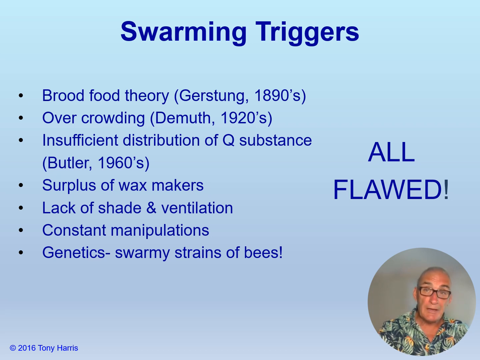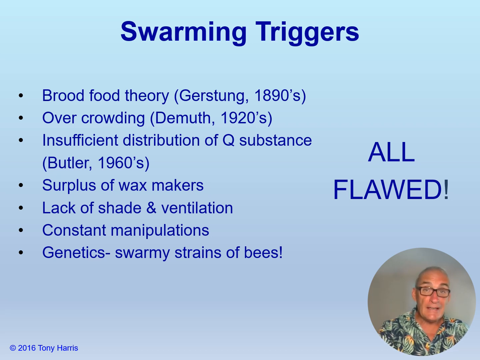Colin Butler's theory in the 1960s was that insufficient distribution of queen substance leads to swarming, and again, although there is strong observational evidence to support this, colonies headed by a young queen are unlikely to swarm, and swarming colonies still exist despite a vigorous queen being present. Other theories include the view that a surplus of wax makers lead to swarming, so if you replace drone comb with foundation, it will reduce swarming.